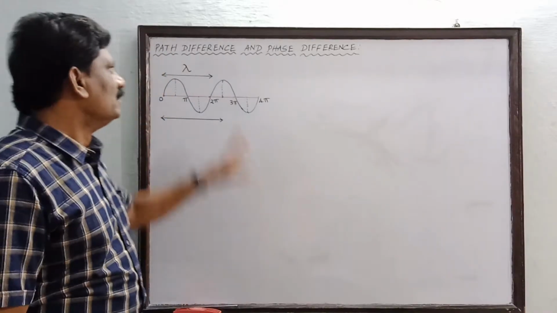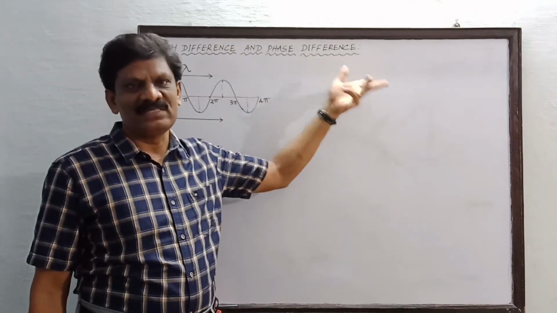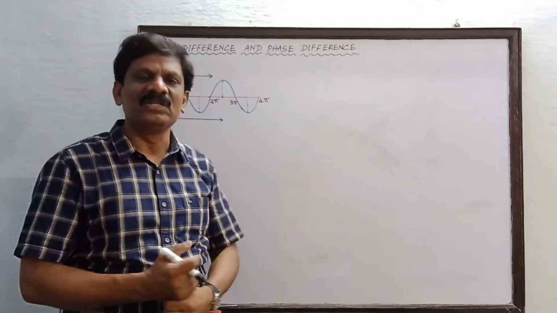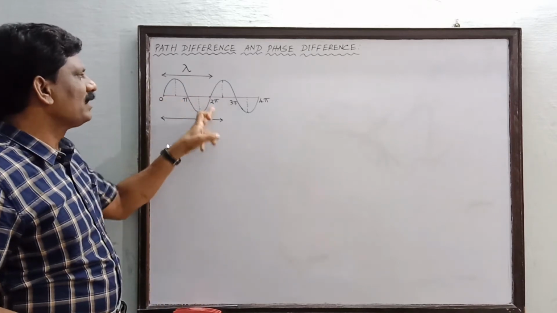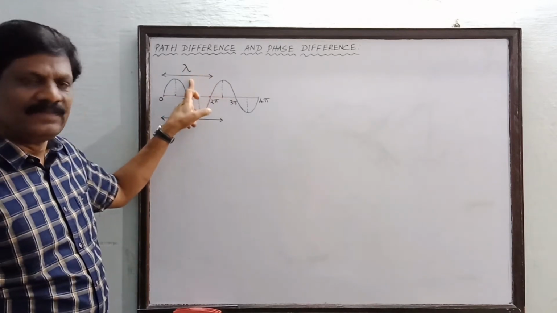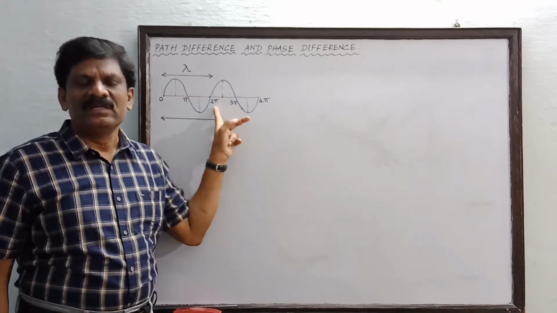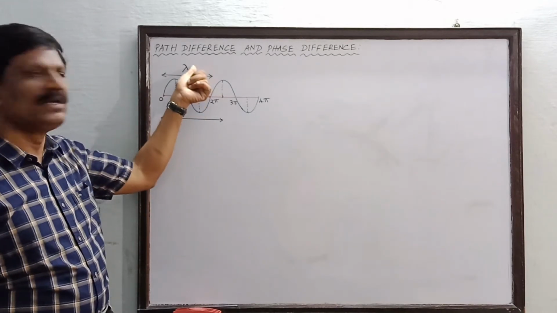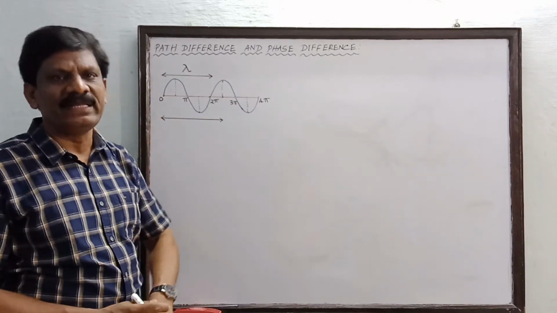Hi students, let us now understand the difference between path difference and the phase difference. Now you consider this picture. When a wave is traveling forward through any medium, when two particles of the medium are separated by a path difference of a wavelength lambda, then the corresponding phase difference between the particles will be equal to 2 pi. So in any wave picture, if any two points are separated by a distance equal to one wavelength lambda, then the phase difference between the two particles will be equal to 2 pi radian.